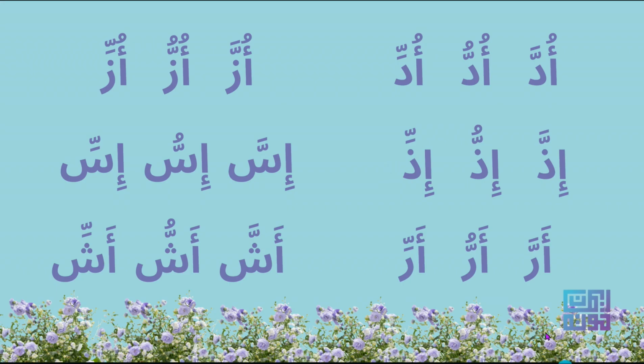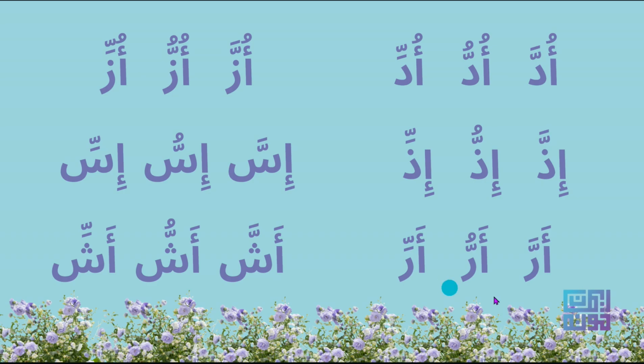Okay? What about the ra? Remember what we said about the ra last time? It's one of the in-between letters. So we are going to say ar-ra. Again, ar-ra. Control the ra. Don't say ar. Don't repeat the ra. Control the ra. Ar-ra. Ar-ru.